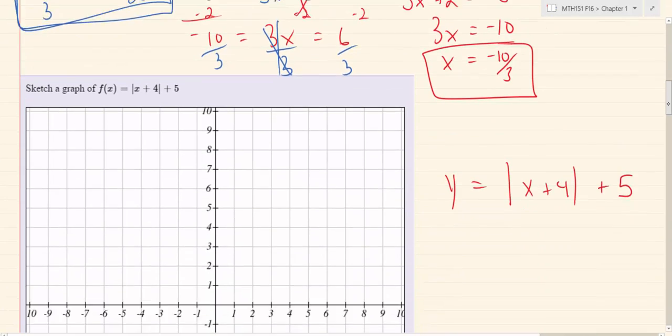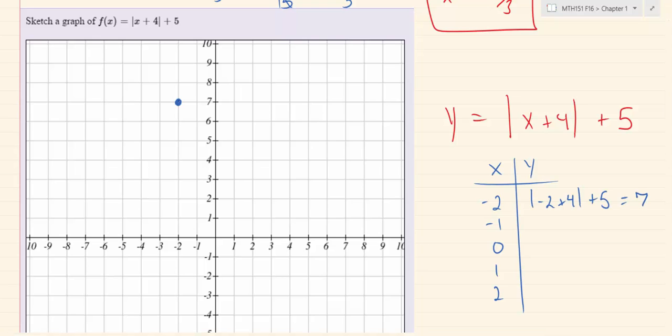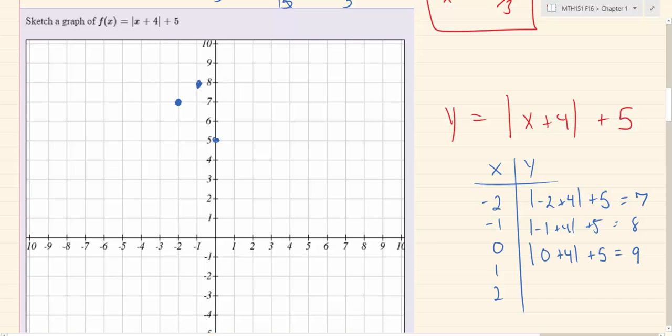Let's talk about graphs. So when we talk about graphs, one way you could solve this is to do this, right? Make a table. Negative 2, negative 1, 0, 1, and 2, and you plug them in. Should we do this again? What if we plug in 0? 9? Uh-oh. So 5 is not the y-intercept. 9 is the y-intercept.